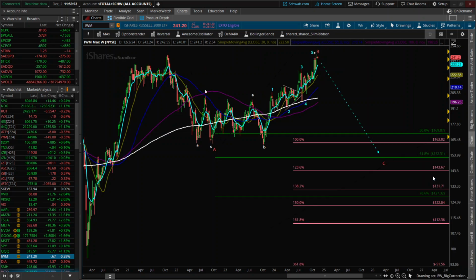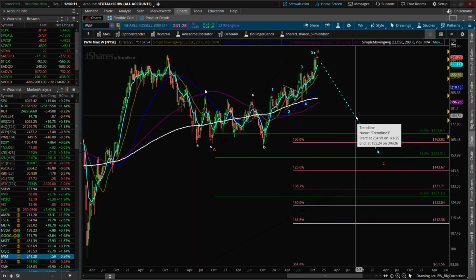And with that said, with an ABC, you have a 3-wave move down for A, a 3-wave move up for B, and then a 5-wave move down for C. So that's how corrections are set up. Corrections are made up of 3 waves, and always wave C has a 5-wave move in it.